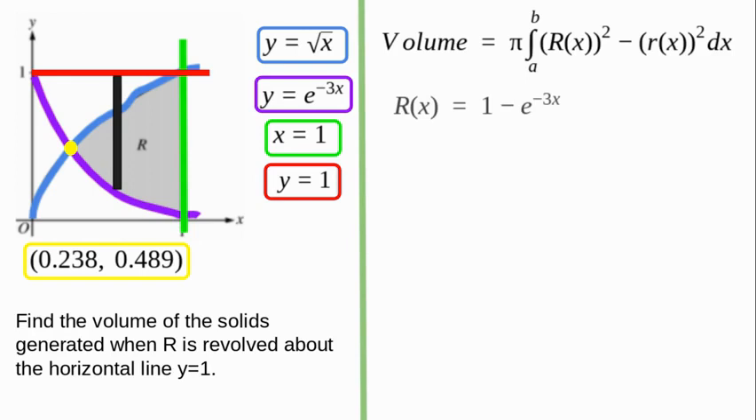in this case, our big R is 1 minus e to the negative 3x, because 1 is our axis and e to the negative 3x is our outer edge. We always do top minus bottom, and our axis is on the top and our outer edge is on the bottom. Then little r is the distance from the axis to the inner edge of the region we're rotating. If we draw a representative rectangle from the axis to the inner edge, we see that our little r is 1 minus the square root of x, because our axis, 1, is on the top, and our inner edge, the square root of x, is on the bottom.